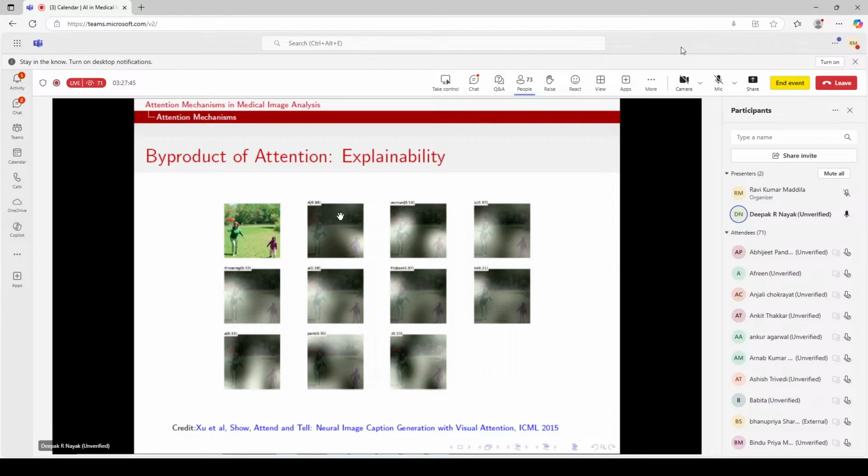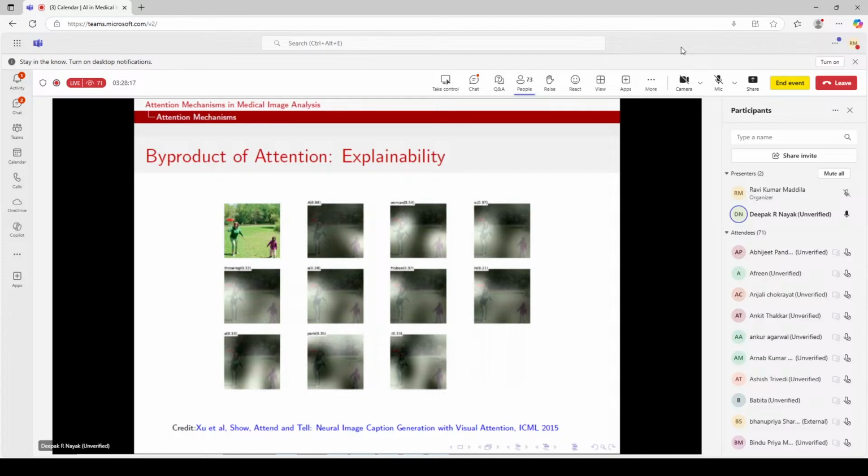So when the model is generating words like woman, the model is trying to focus on this part. And when the model is trying to generate, let's say, the frisbee, now you see the focus of the model is at the frisbee. And it should be there, because the model is trying to generate the words by looking at the important parts. At that time, the model is not considering the other parts of the image, right? That is how attention is very important for us.